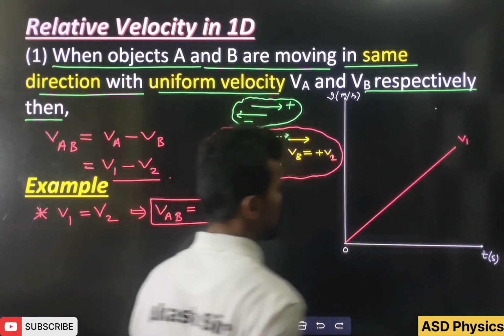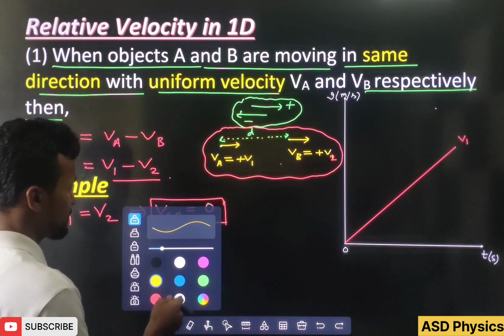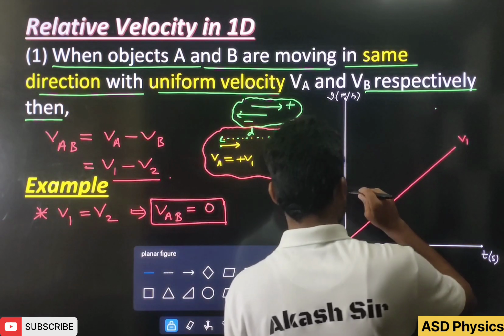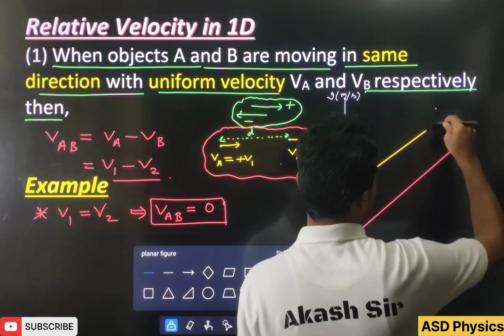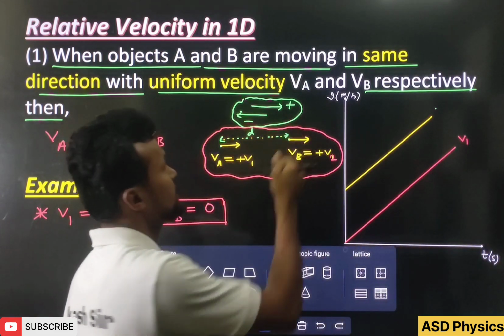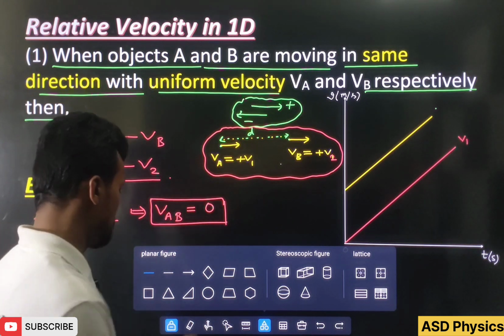Now this is the V1, and after that V1 and V2 both are moving in the same direction. That means, see here please, when they are moving in the same direction with the same speed, it's like this. A will never be able to catch B, it will not at all be possible.